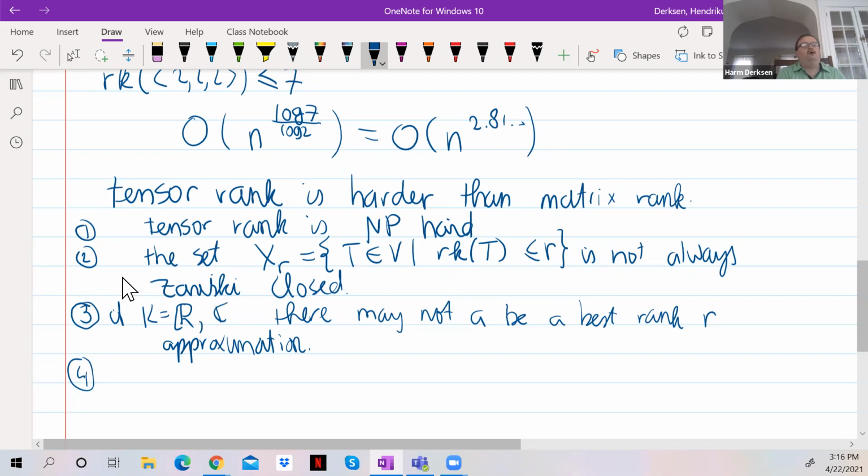Now for matrices, if you have a block diagonal matrix, then the rank is just the sum of the ranks of the blocks. That's actually also not true for tensors. But a counterexample was only found recently, actually. So if I just write a direct sum of two tensors, its rank is not always equal to the sum of the ranks.